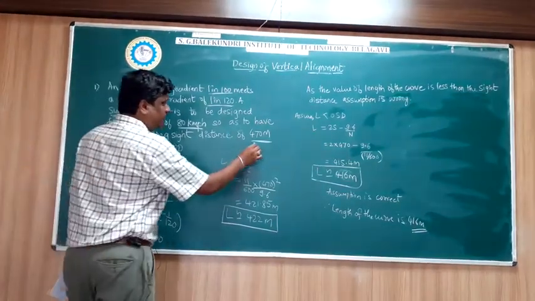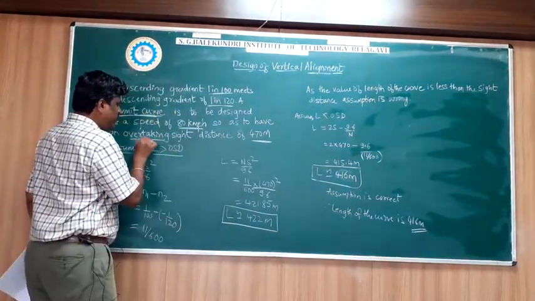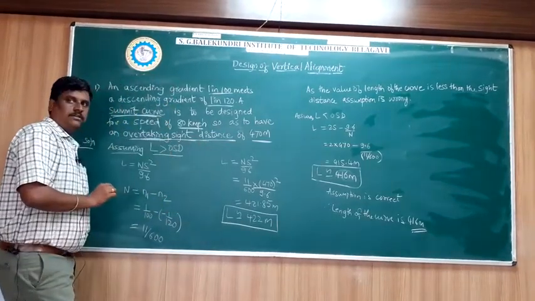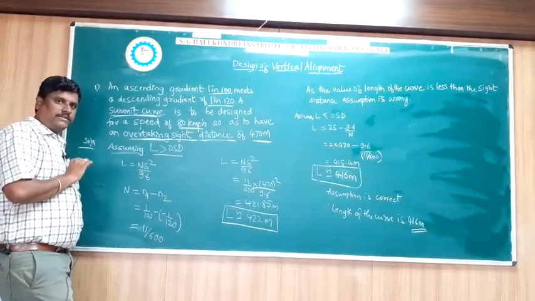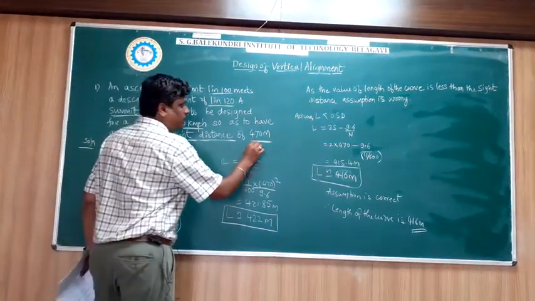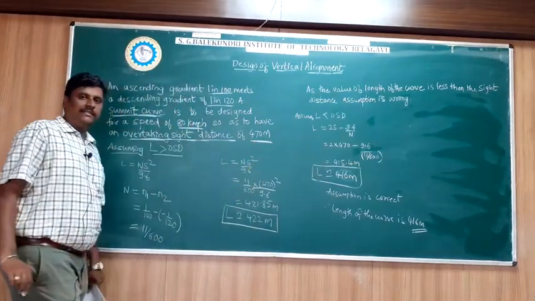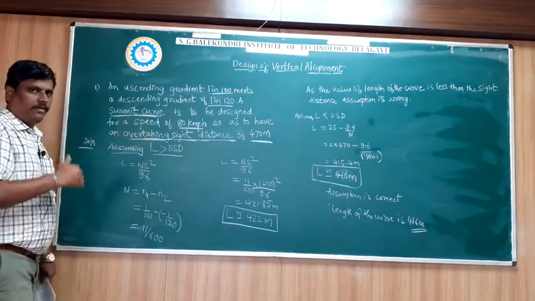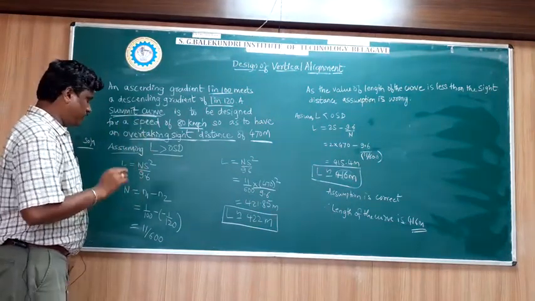Now here you can see what is the case they have given. You have to satisfy for the overtaking sight distance. That is for how much? The OSD length is 470 meter. You have to check. Now we will go step by step procedure on how to solve the problem.